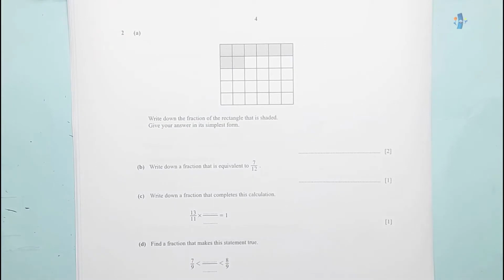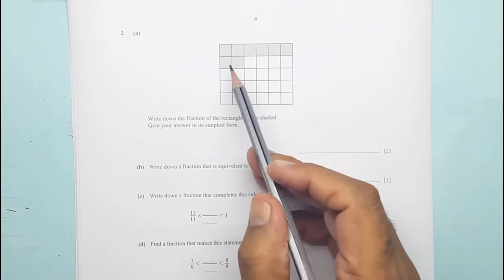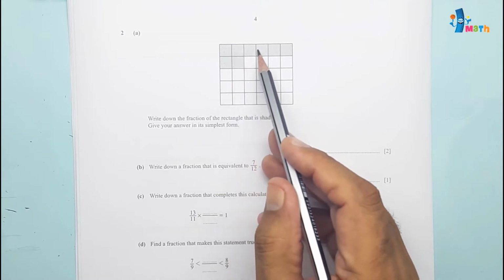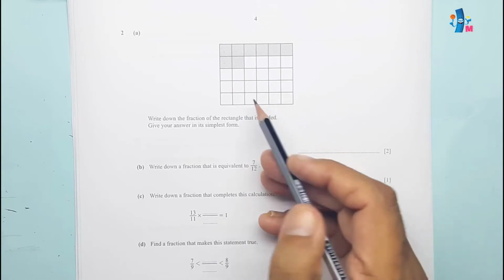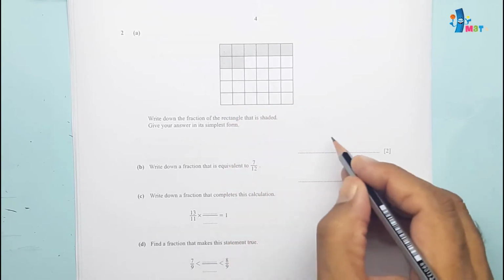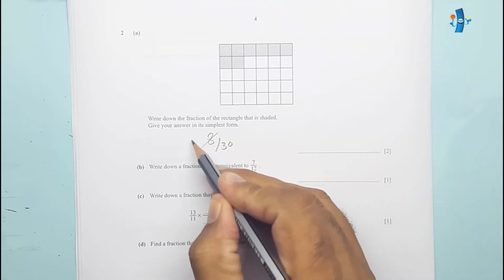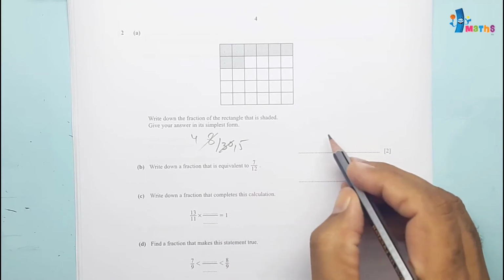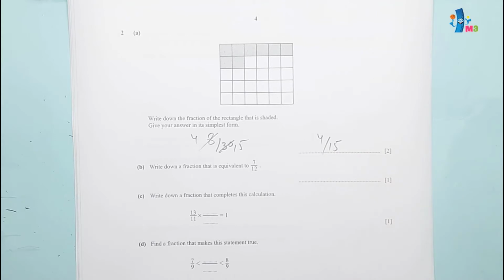Now next question, question number 2. A part, write down the fraction of the rectangle that is shaded. So if you count the boxes which are shaded, 1, 2, 3, 4, 5, 6, 7, 8 boxes are shaded. Out of a total of 30 boxes, so you can write 8 out of 30 are shaded, and we can cancel with 2: 2 4s are 8 and 2 15s are 30, so 4 by 15 will be our answer.